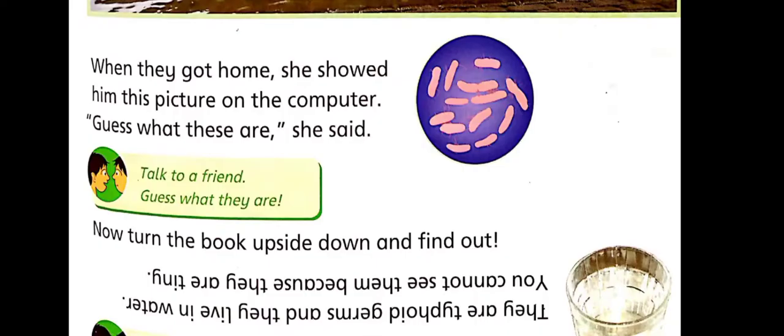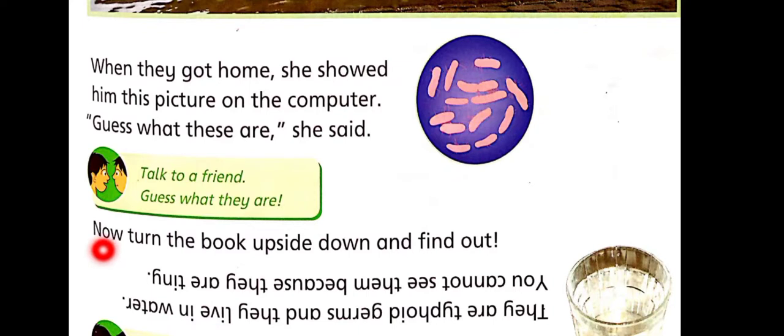Now we are going to read from under the picture. Please read it with me. When they got home, she showed him this picture on the computer. Guess what these are, she said. When they reached home, she showed Rafe a picture on the computer, and now she is asking Rafe whether he knows what this is in the picture.